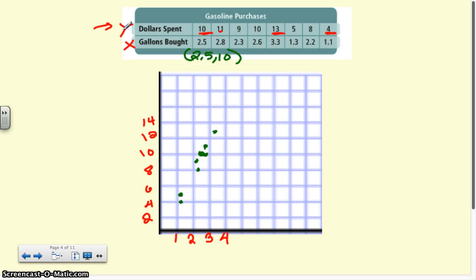I graphed it. It is not fun to graph scatter plots. You just roll with it, though. Now I look at my data. Does it look like there is a correlation going on? Yes or no? What kind of correlation?